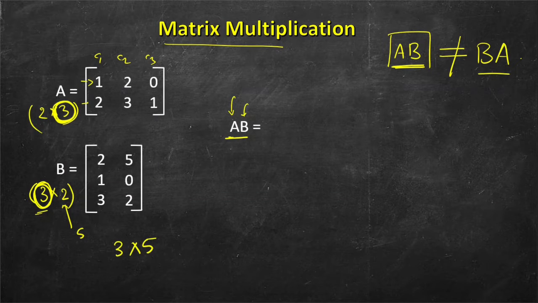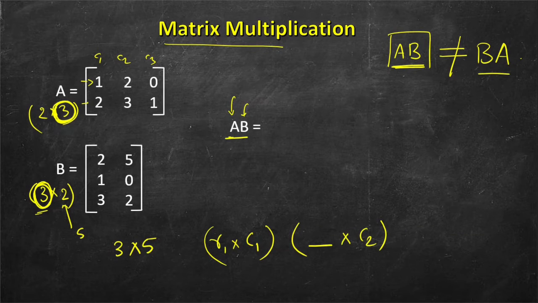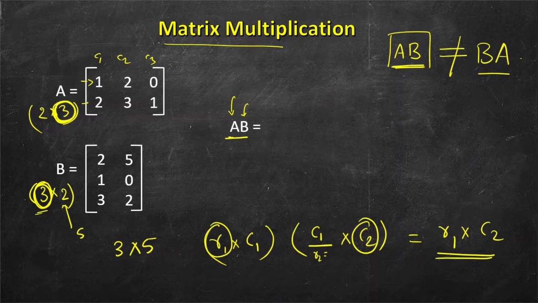And the resulting matrix will be, so first we have R1 cross C1 for the first matrix, then R2 cross C2 for the second matrix. So C1 should be the same as R2, and the result will be R1 cross C2. So the first from this one and last from this one. So in this case we have 2 cross 3 multiplying to 3 cross 2, so we will get a 2 cross 2 result.